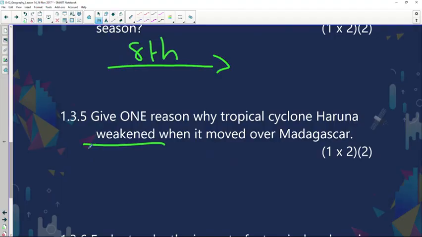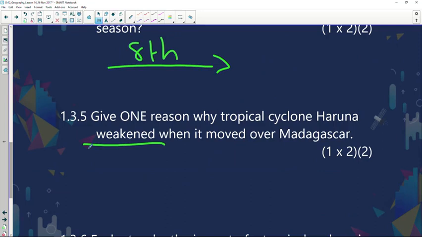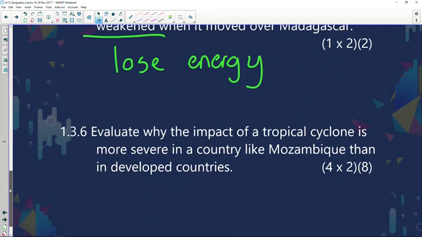Now, the reason why it weakened is because it moved over land. So immediately what happened? We removed the tropical cyclone from its source of energy. What happens over land? There's more friction. Whereas over the ocean there was no friction, and very importantly, there was latent heat and moisture. And that's the reason why. Give one reason why tropical cyclone Aruna weakened when it moved over Madagascar. It's because it loses energy, because the ocean is its source of energy.